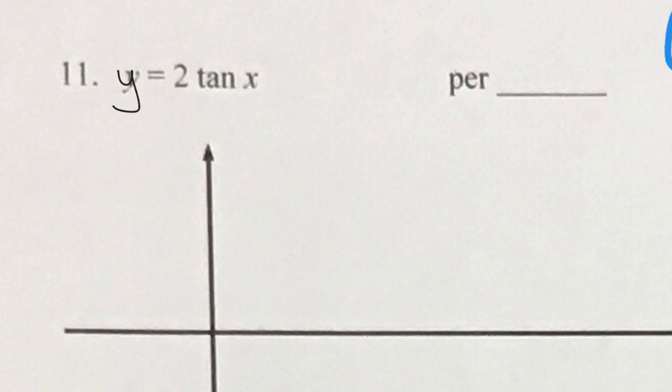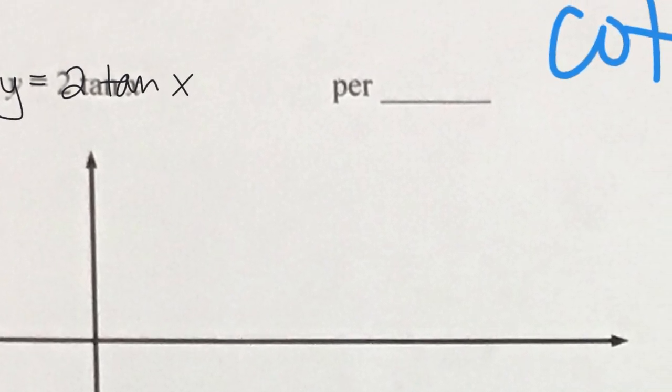So this one says y equals 2 tan x. Okay, so it's y equals 2 tan x. So the period is going to be, since we don't have a number in front of x, your period is just going to be pi. That's the standard period for tangent. If we don't have a b value, then that's what we put for the period.